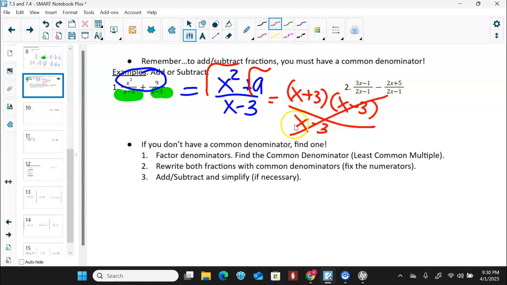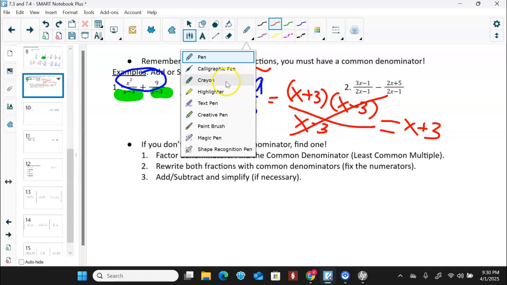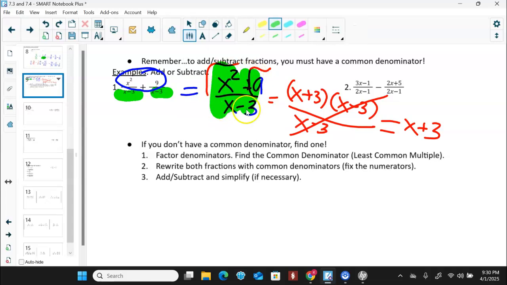And you can cancel these out to leave you with x plus 3. Just saying, I did not do that in class. I stopped right here, okay? And that's okay, because we're just adding and subtracting, okay? All right, pause that if you need to.